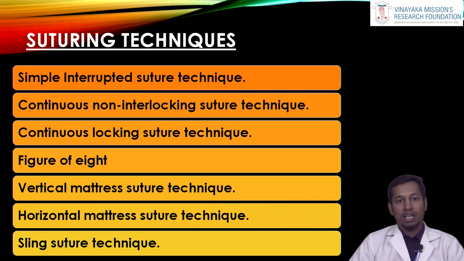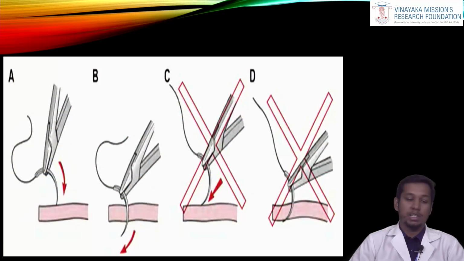Coming to the suturing techniques, we have the simple interrupted suture, continuous non-interlocking suture, continuous locking suture, figure of 8 suture, vertical mattress suture, horizontal mattress suture and sling suture. Coming to the basic simple suture, how do we do it? For the simple interrupted suture, we take the needle with the needle holder and insert it in the buccal flap first, always from the buccal flap to the lingual flap. Once the needle has penetrated both buccal and lingual flaps, we make the knot.